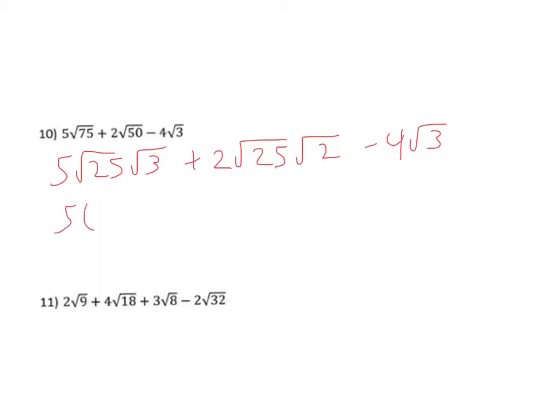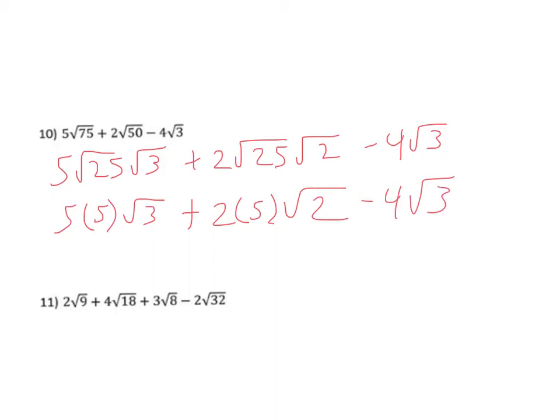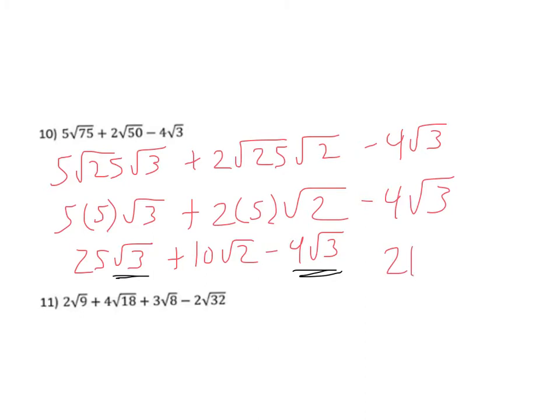Therefore, 5 times 5 radical 3 plus 2 times 5 radical 2 minus 4 radical 3. Let's clean this up. We get 25 radical 3 plus 10 radical 2 minus 4 radical 3. Lastly, going into adding or subtracting, here we have like terms of radical 3's. So we have a 21 radical 3 plus 10 radical 2.